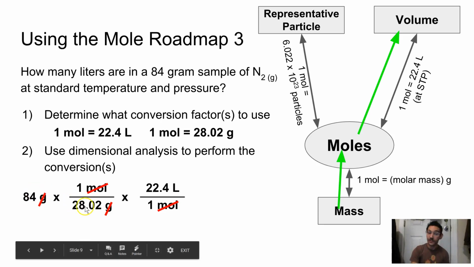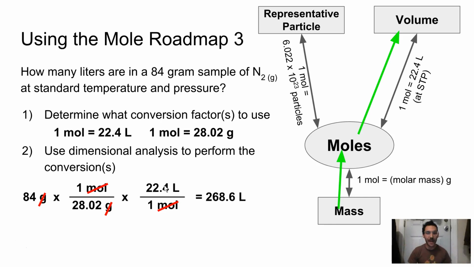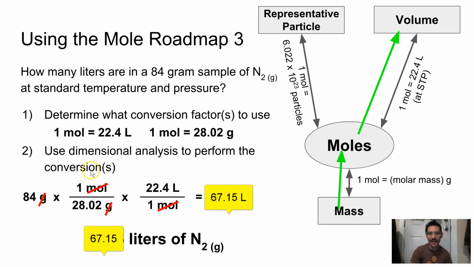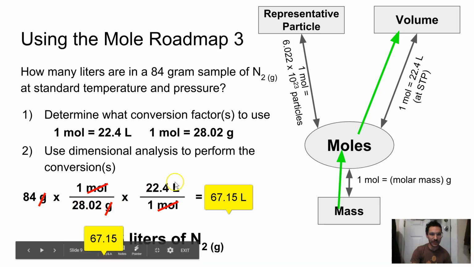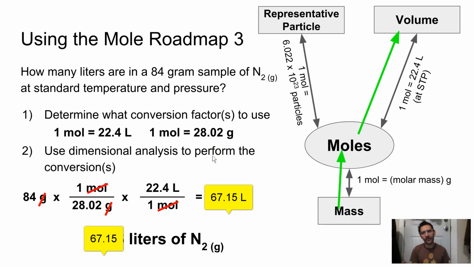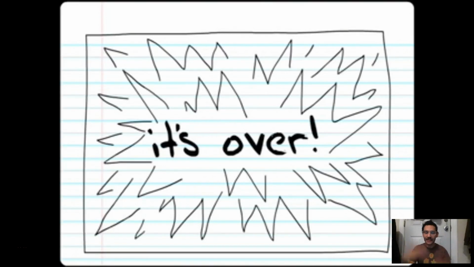I'll do 84 divided by 28.02 times 22.4 to give me a whopping 268.6. This seems wrong, and I'm going to double check that. But this should be our final answer of 268.6 liters of nitrogen. Just looking at this answer, it doesn't seem right because these two should roughly cancel out. It should be close to 84. Anyway, that's our last problem. I'll post the correct answer separately. And that's the end of this video.